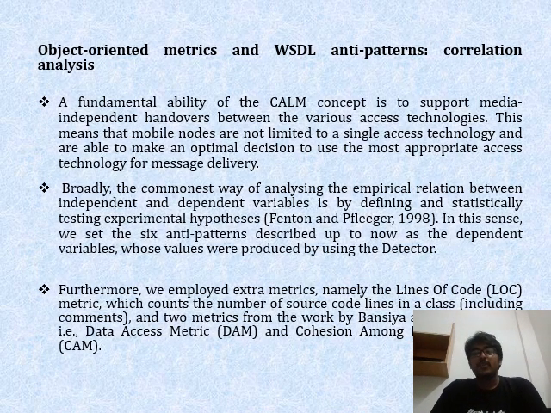Now, object-oriented metrics and WSDL anti-patterns correlation analysis. There are different types of anti-patterns that we are discussing in the WSDL documentation, and here we are mainly using the OO metrics, the object-oriented metrics, gathered from open source web services to address the problems in the WSDL patterns.